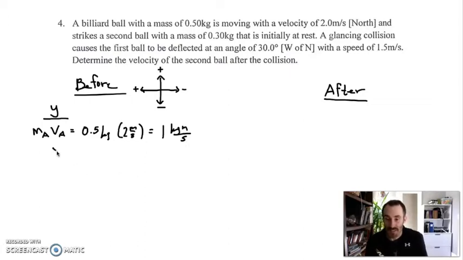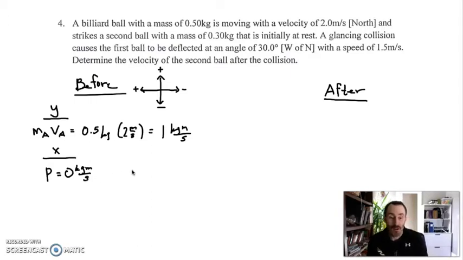The x momentum at the beginning, 0. That's both balls. So ball number 1 doesn't have any x momentum. Ball number 2 doesn't have any x momentum. Okay, and so we know that after collision, the two x momentums should add up to 0, and we know that the two y momentums should add up to 1 kilogram meter per second north.